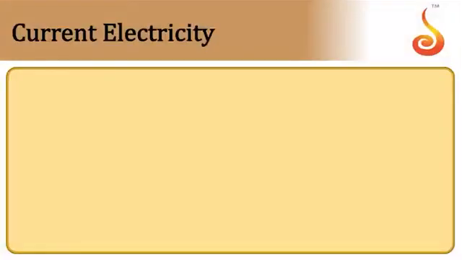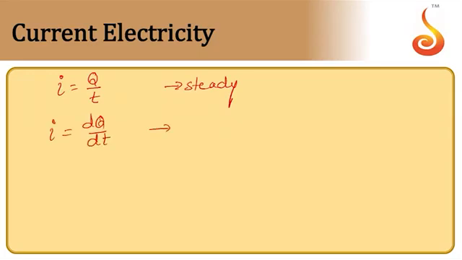The basic idea of electric current arises from the fact that charges in motion constitute electric current. So, I is equal to Q divided by T. And this is basically due to a steady flow of charges. If the flow is non-steady, we write I as dQ by dt. This is the case of variable current.